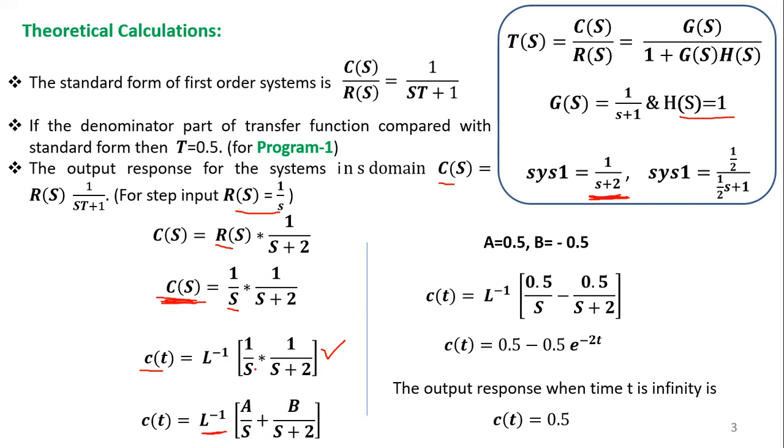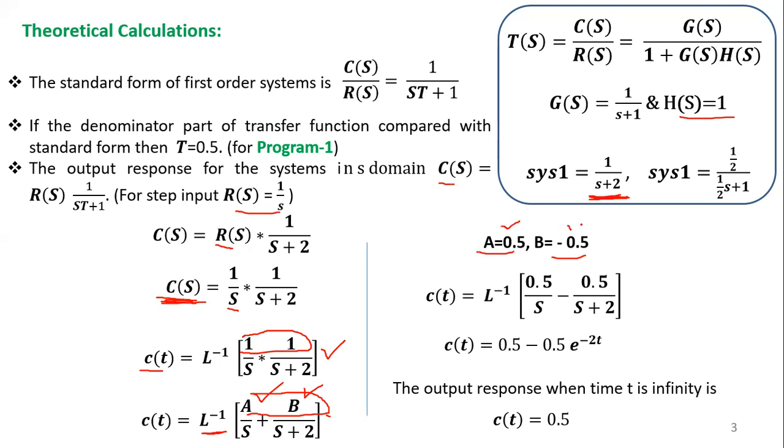So we need to convert this by applying partial fractions, meaning we can write A by s plus B by s plus 2. Now we need to identify the A and B constants. After applying the partial fractions, take the LCM and compare these LCM coefficients with the numerator term coefficients. Compare separately the s^1 coefficients and the s^0 coefficients, and identify the A and B values.